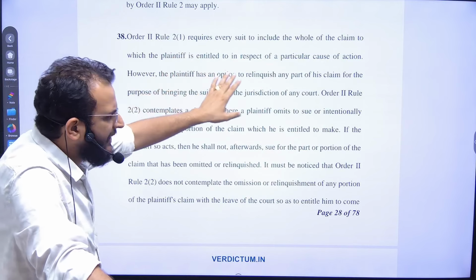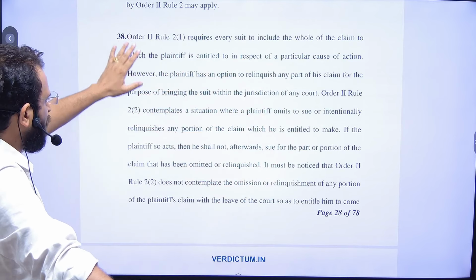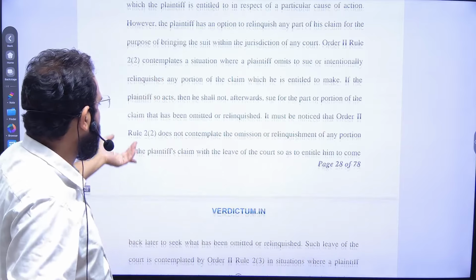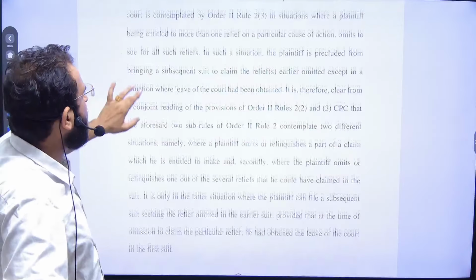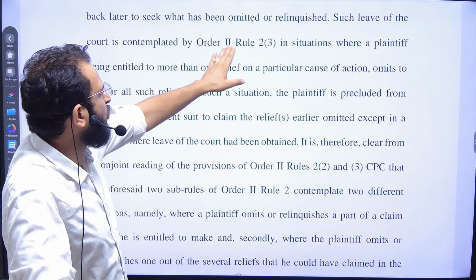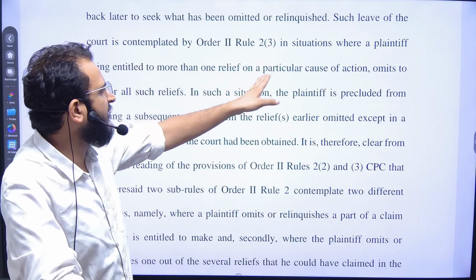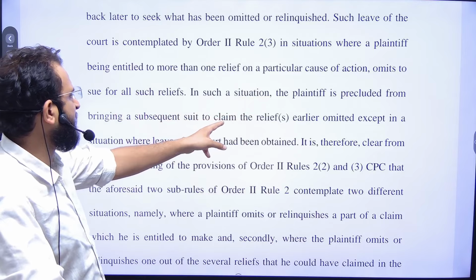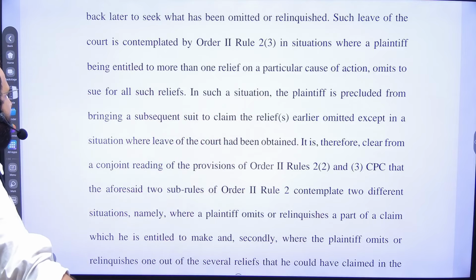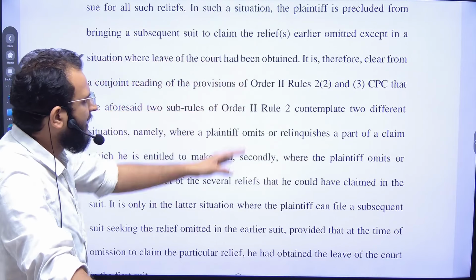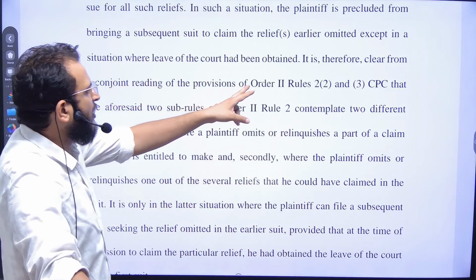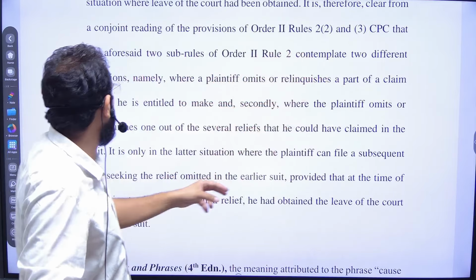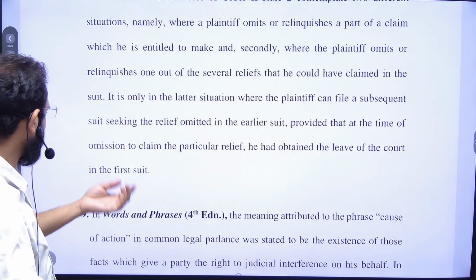Right? Further above, let me tell you, if you read the further paragraph, that is para number 38, whatever we have discussed in the last session as well as in today's session, you will find all of it here. Like what is the difference between Order 2 Rule 2 Sub Rule 2 and Order 2 Rule 2 Sub Rule 3, as you can see here. In Order 2 Rule 2 Sub Rule 3, in situations where the plaintiff is entitled to more than one relief on the particular cause of action and omits to sue, in such a situation, the plaintiff is precluded from bringing a subsequent suit to claim the relief earlier omitted except in the situation where the leave of the court was obtained. It is therefore clear from the co-joint reading of Order 2 Rule 2 Sub Rule 2 and Sub Rule 3 CPC that the two sub rules are contemplated with two different situations. Both have different things, not the same thing.